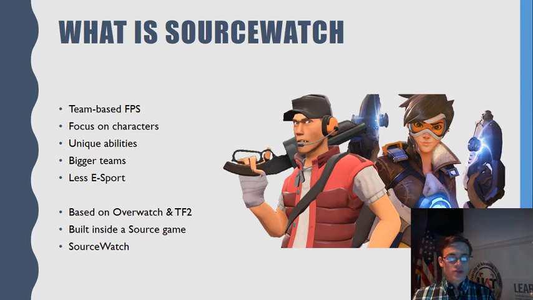So, Source Watch is a team-based first-person shooter with focuses on individual characters and their abilities, but also their role in larger teams and scaling down their abilities to fit into bigger teams of 12 or maybe even 24. It was based off of Overwatch and Team Fortress 2, and we're building it inside of a Source Engine game, hence the name Source Watch.